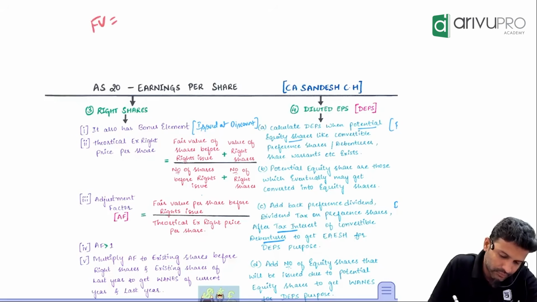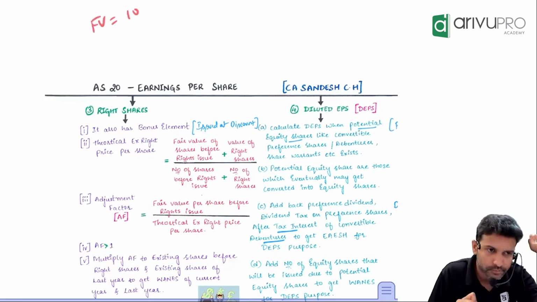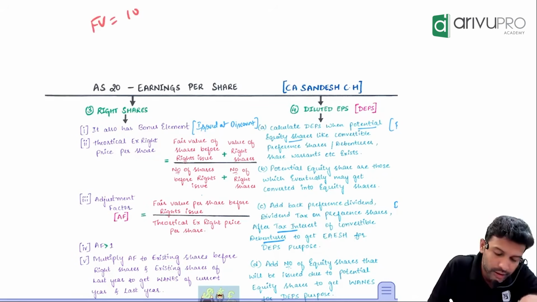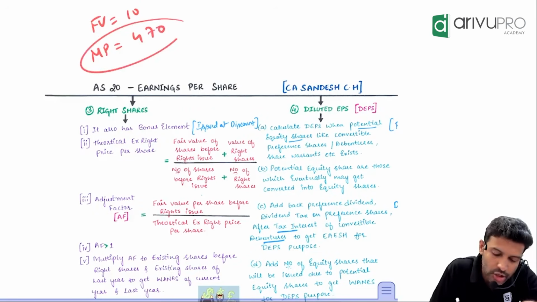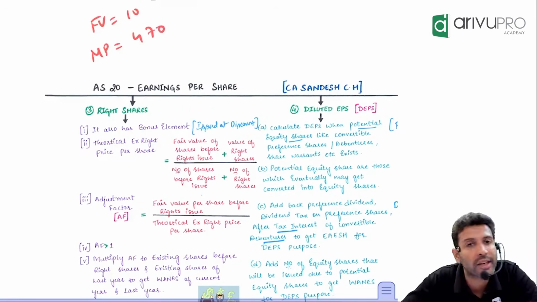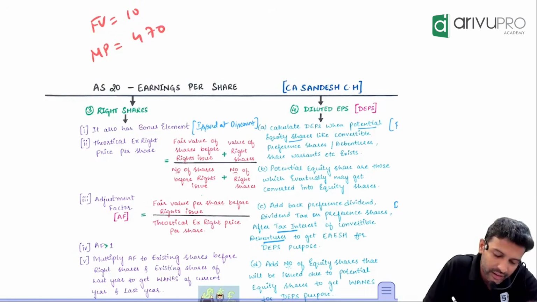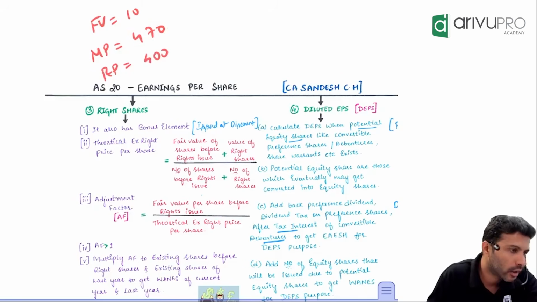Let's say the face value of the share is 10. Market price is, let's say, 470. The stock exchange price of this particular share is 470. Right shares will not be issued at 470. It will be issued at a lower price, at a discounted price. Let's say right shares were issued at 400. Instead of issuing it at market price, you will issue it at a little discount.